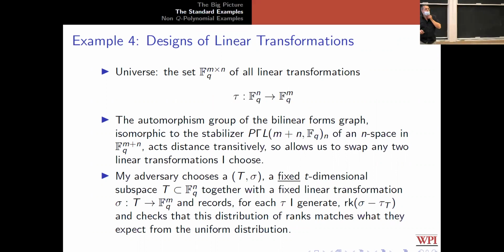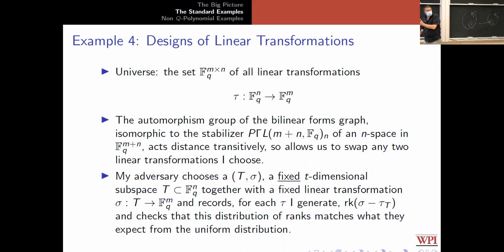So the adversary chooses a fixed t-space inside the domain F_q^n and a fixed linear transformation from there to the other side. And I want to make sure that that linear transformation is extendable in exactly lambda ways. The number of ways to extend that to a linear transformation in my design is constant. So those are the t-designs in this space. How many of us have actually found some? How many of us have actually looked for these things?